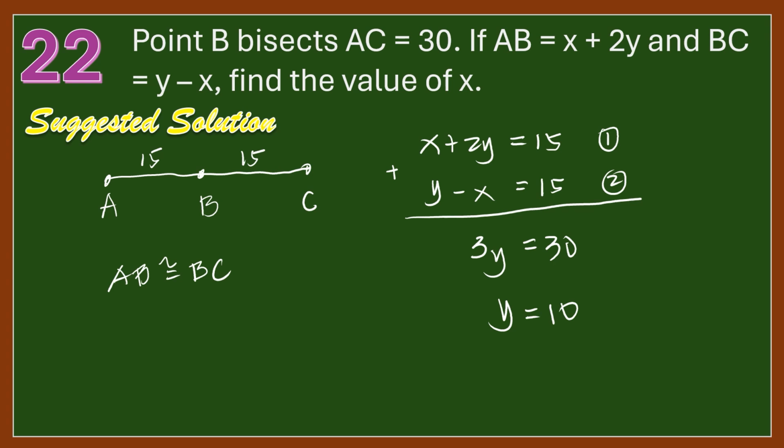Now to find the value of x, let us use equation 2. We have y minus x equals 15. So from that equation, y is 10, so 10 minus x equals 15. Then 10 minus 15 is equal to x. Thus, x is equal to negative 5.